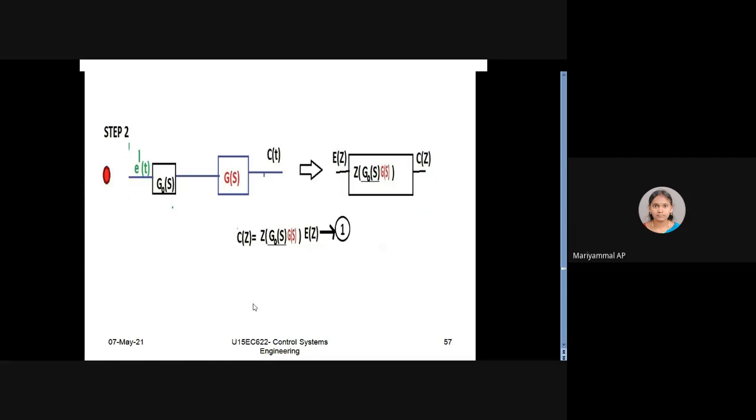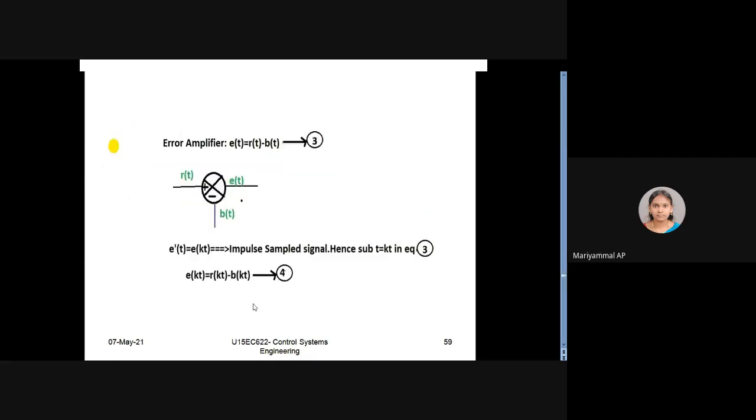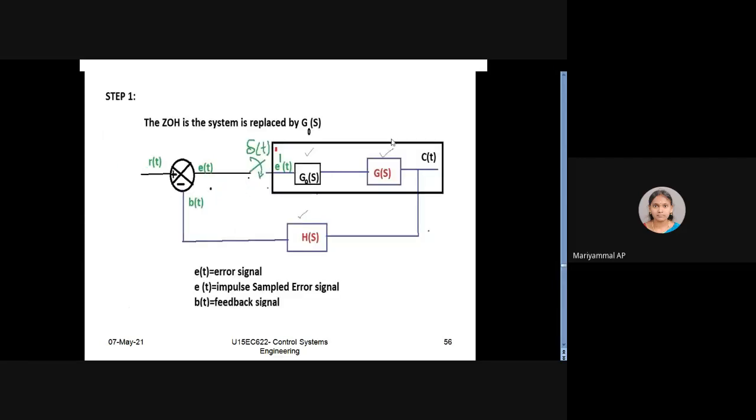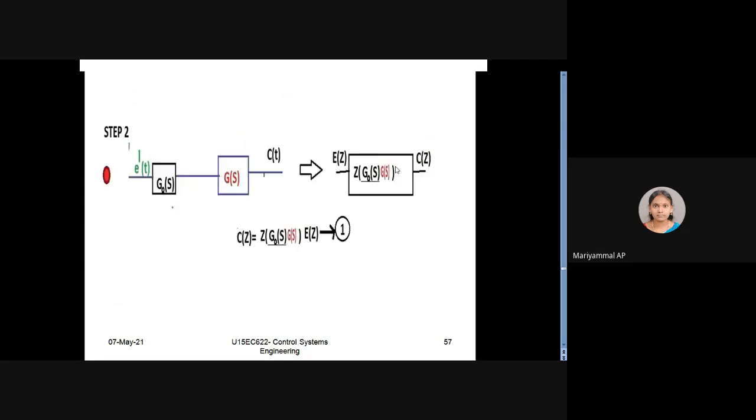Here I'm going to solve step number 2 in 3 subdivisions for my simplification. First I'm taking e'(t), G0(s) and G(s). I'm taking this forward path, G0(s) and G(s), and simplifying it into one term, that is the z transform of G0(s) and G(s). This e'(t) is taken as the z transform, that is E(z), and then c(t) is taken in the form of C(z).